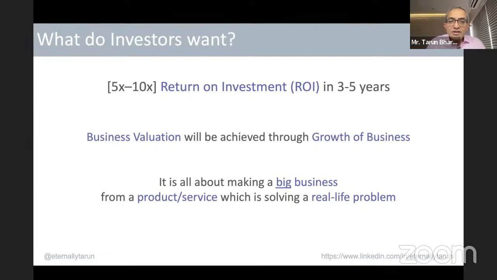So the question is, let's say you have a startup, you raise $100,000 at a valuation of $1 million, for example, which is typically a thumb rule if you have an idea stage.